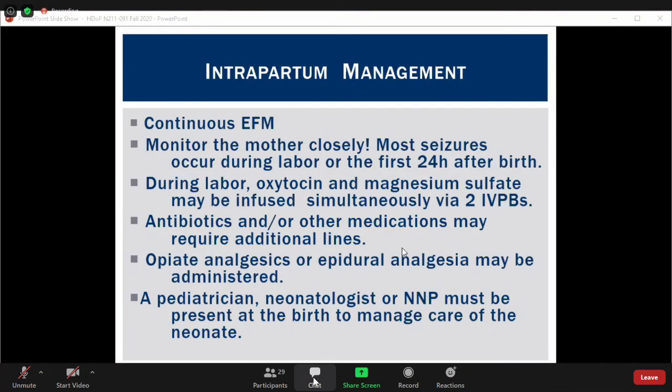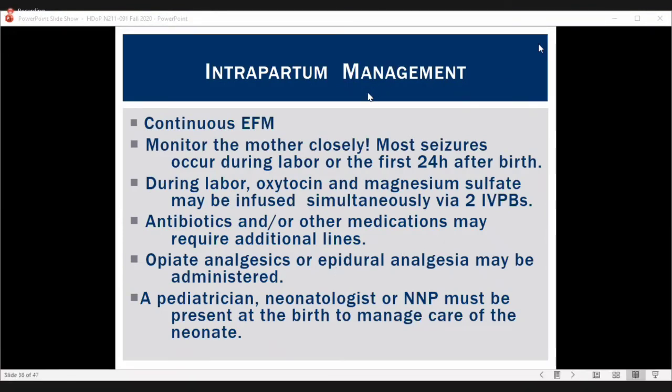Do you not have this slide? We do. No, we haven't. Find it. I don't see it. It's here, just above HELP syndrome and below management of eclampsia. I'll find it. Thank you.